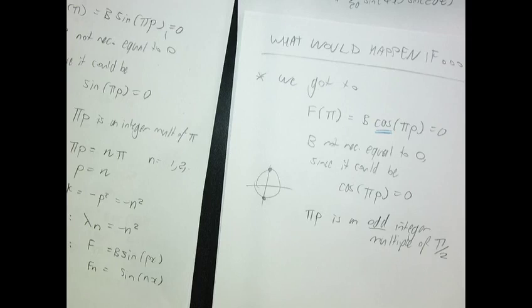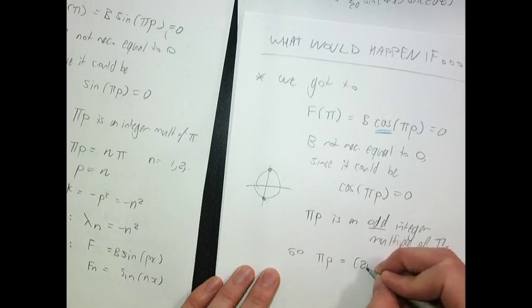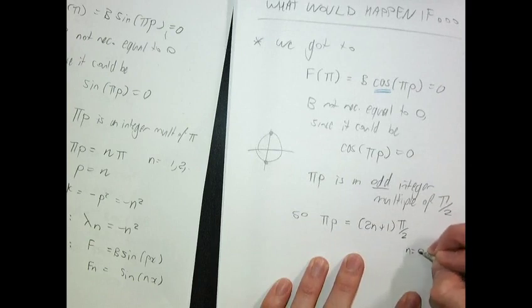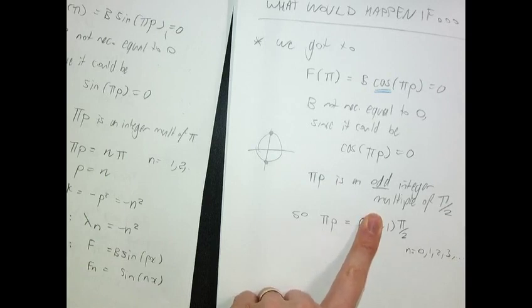So we would say, so pi p is an odd number times pi on 2. 2n plus 1 is an odd number, guaranteed to be an odd number no matter what n is. And in this case, n would have started at 0, okay? Because when I put n equals 0 into this, I get 1 pi on 2. And so that's the first positive odd integer multiple of pi on 2.